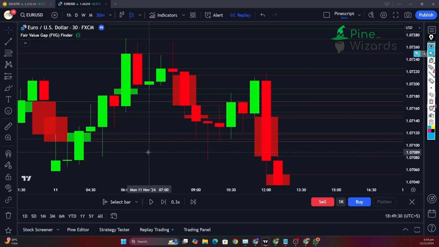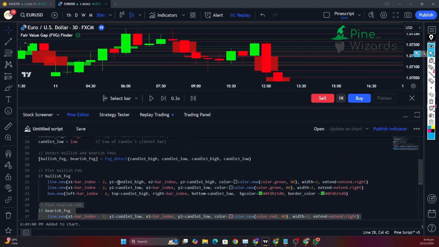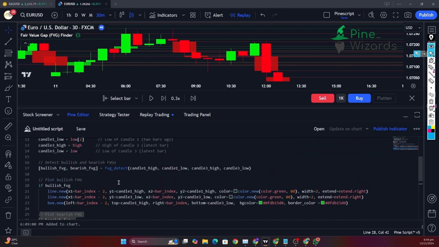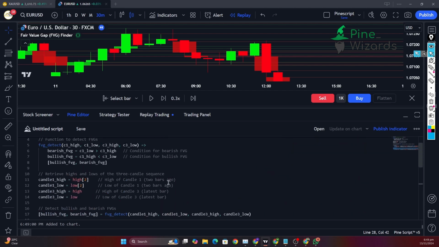So this is how you can code a custom bullish and bearish fair value gap indicator. You can add a lot of confluences. This is just the foundational logic for detecting the fair value gaps, but you can extend it and add more confluences to make it work even better.